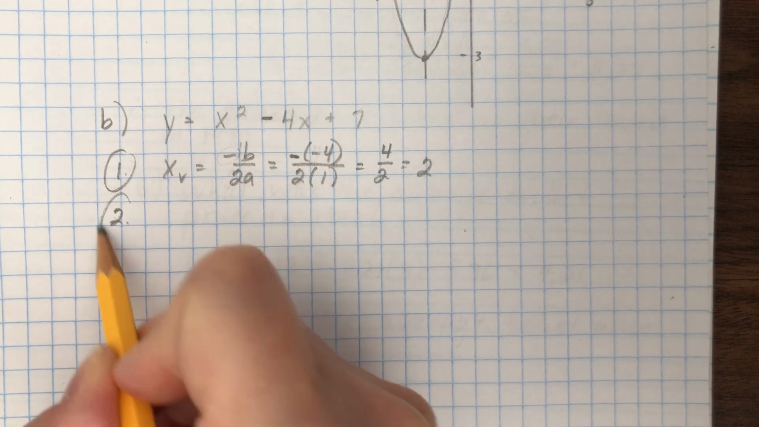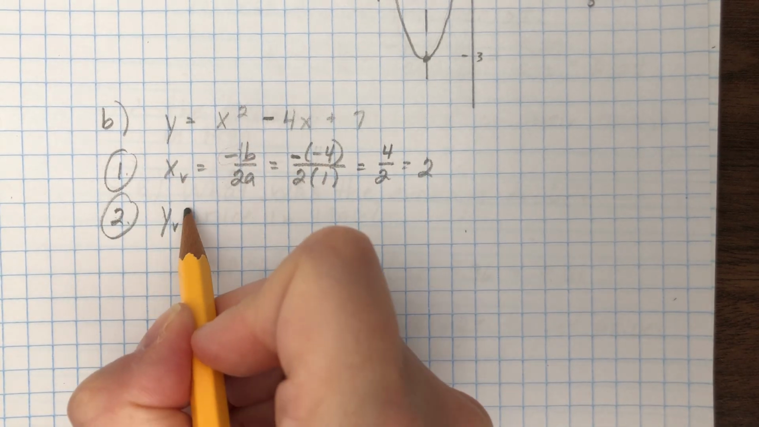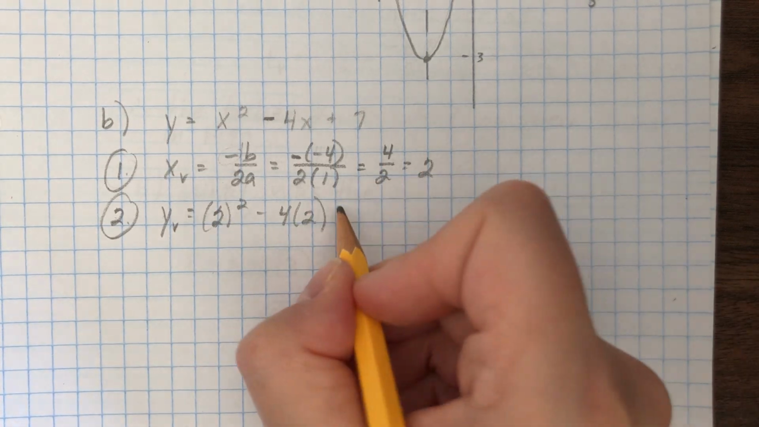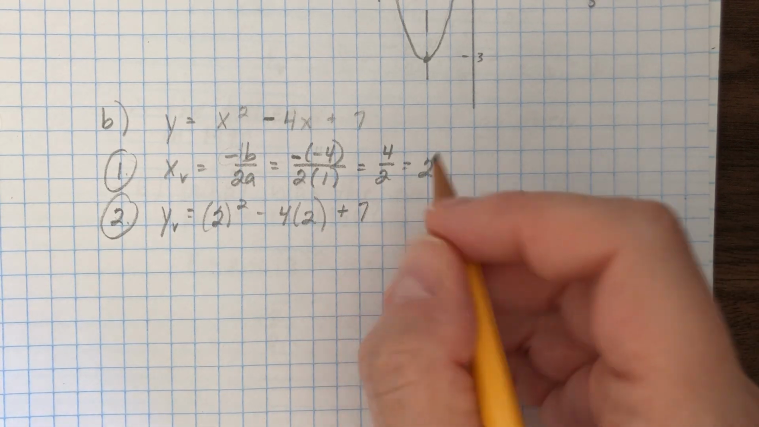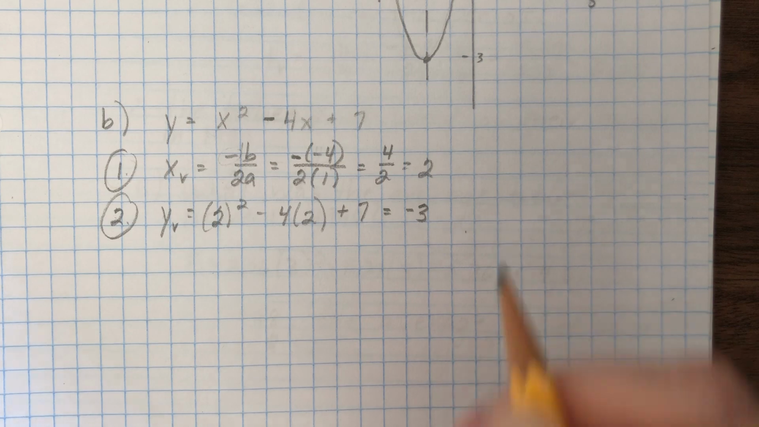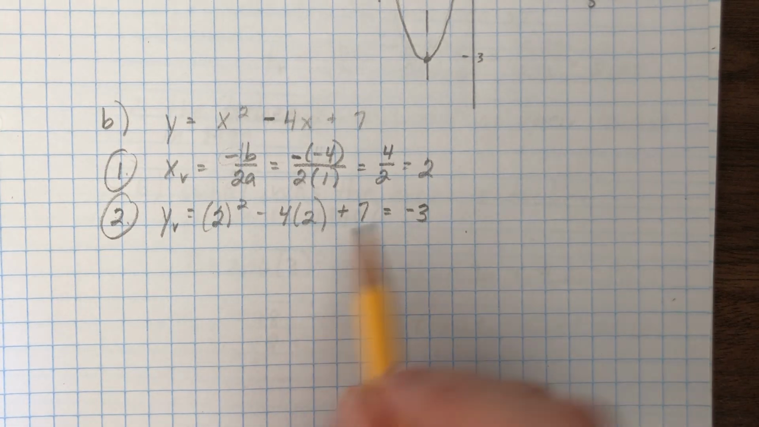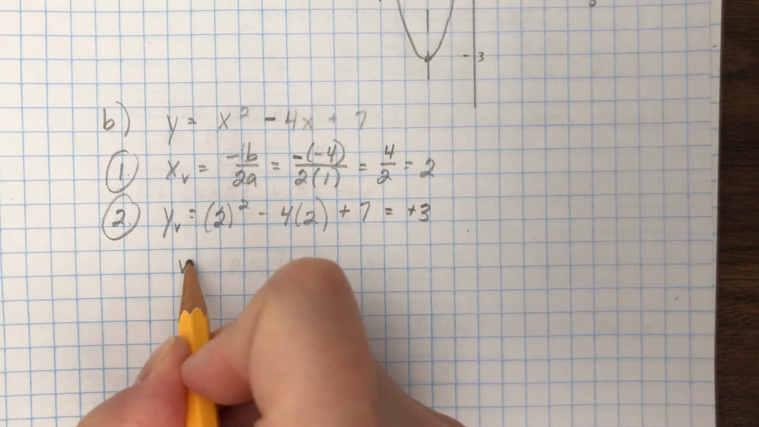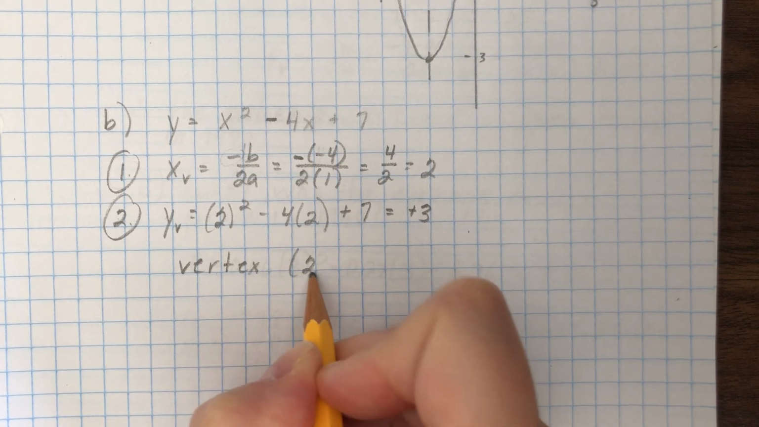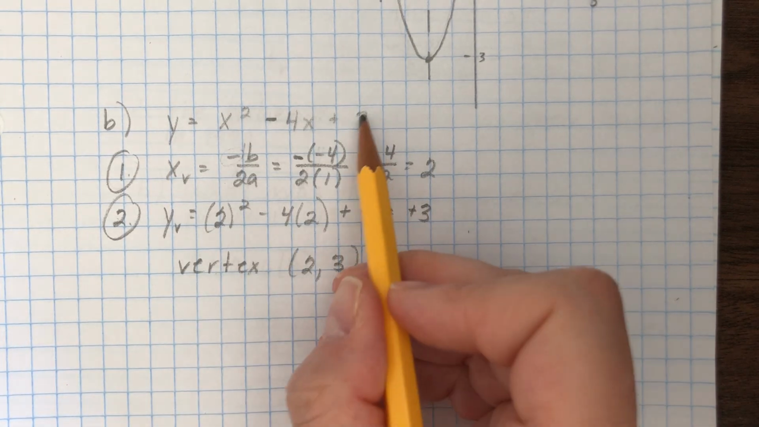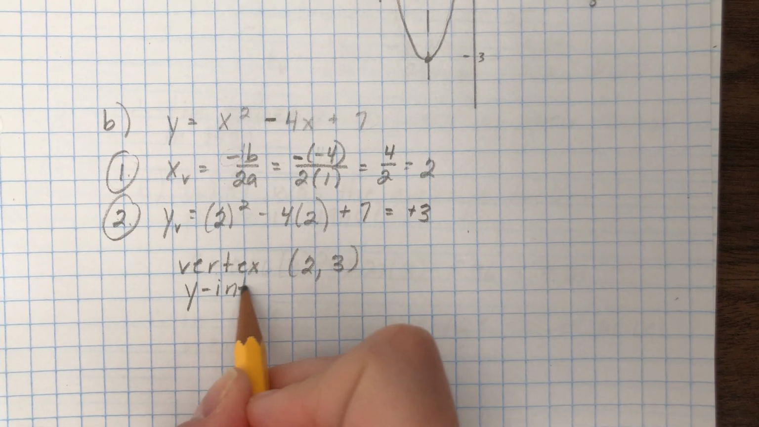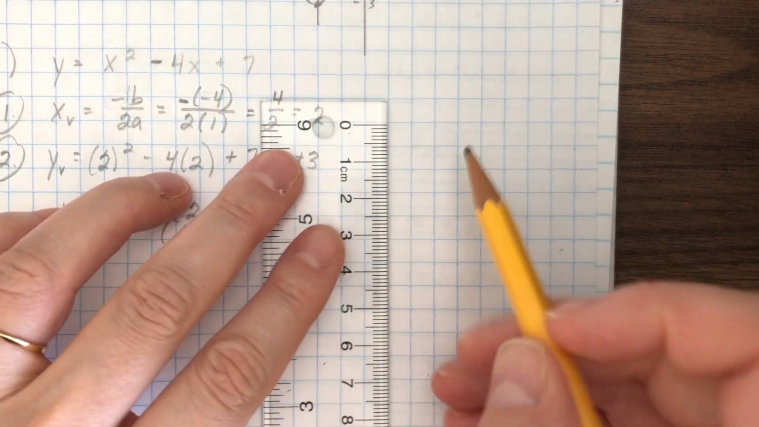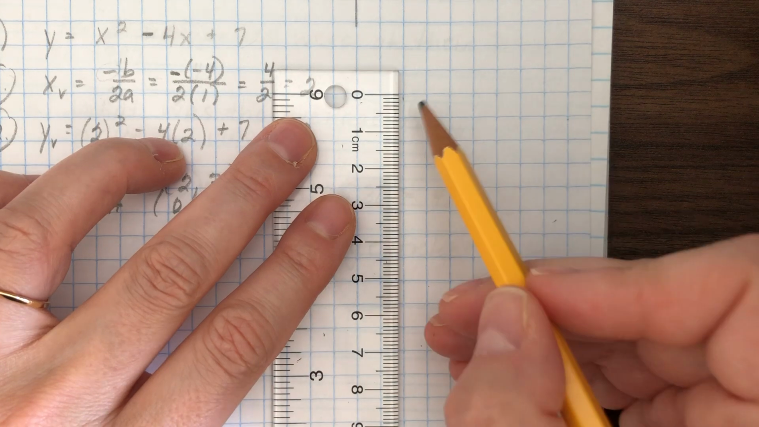Now we sub this value into the original equation to get the y-coordinate of the vertex. So we end up with 2 squared minus 4 times 2 plus 7, which gives us negative 3. Sorry, positive 3. Okay. Now we know that the vertex has the coordinates 2, 3. We also know, looking at this value of c, that the y-intercept is 7. So 0, 7 would be the other point. And now we're going to plot those 2 points.